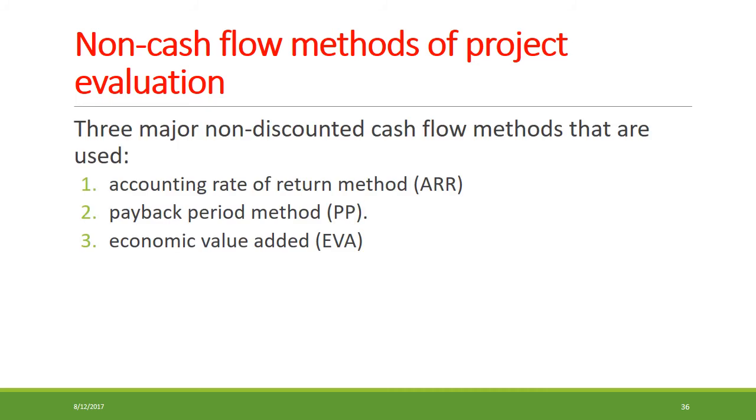So there are 3 methods that we focus on. We have the accounting rate of return method. So the concept is similar to the IRR. We just use accounting numbers. We have the payback period method. So this method gives us a time, right? So it gives us the time by which we recover the initial investment, right? We have the economic value added method, which is an average yearly value of the project.